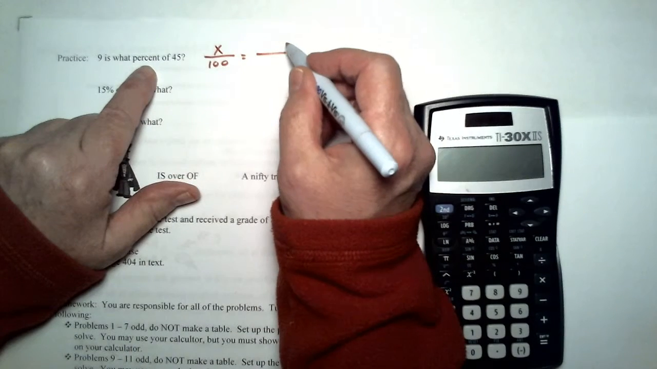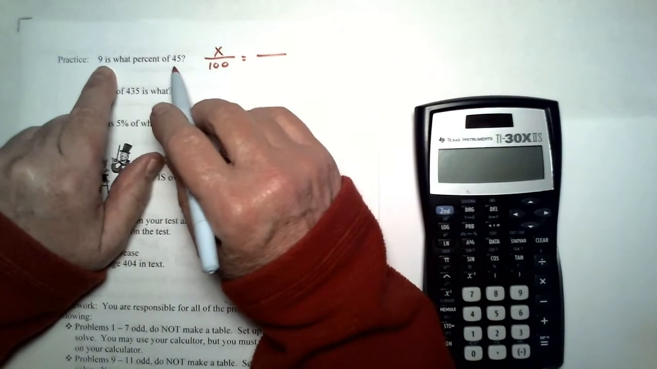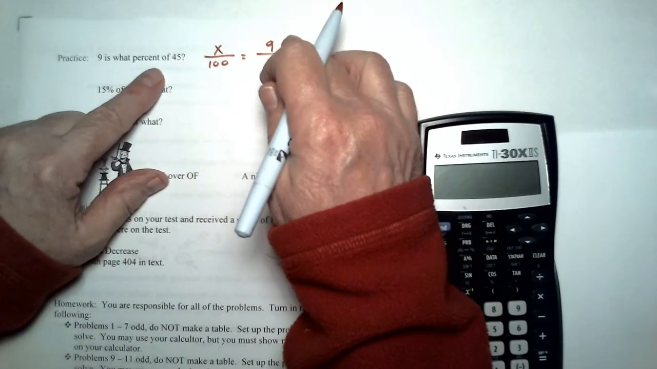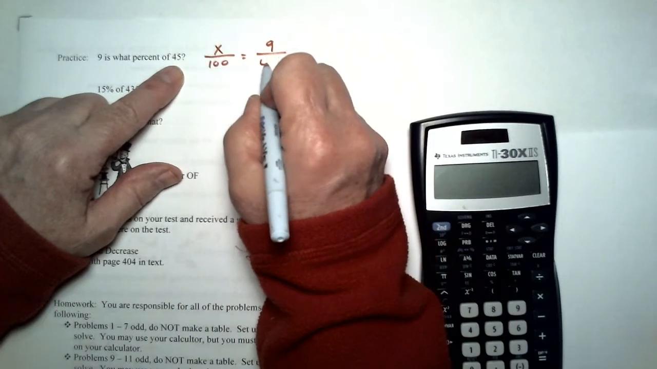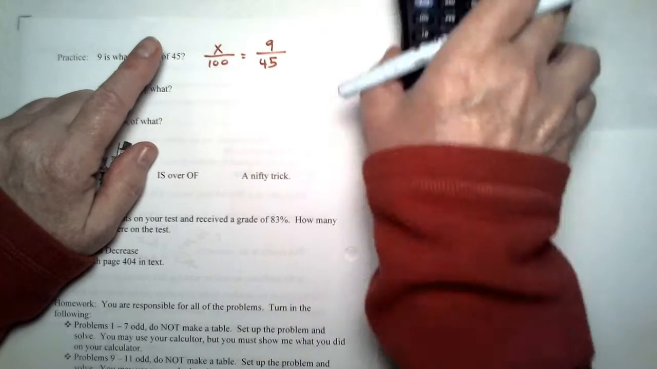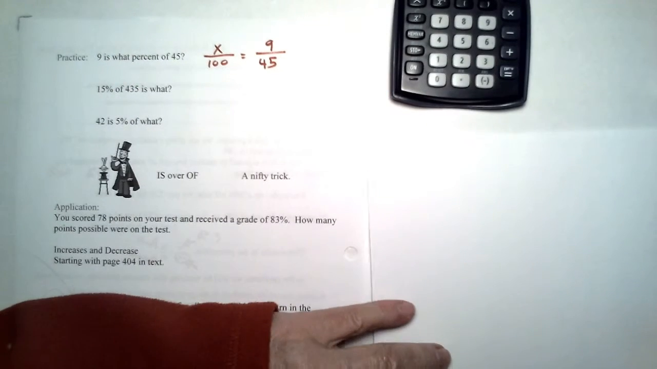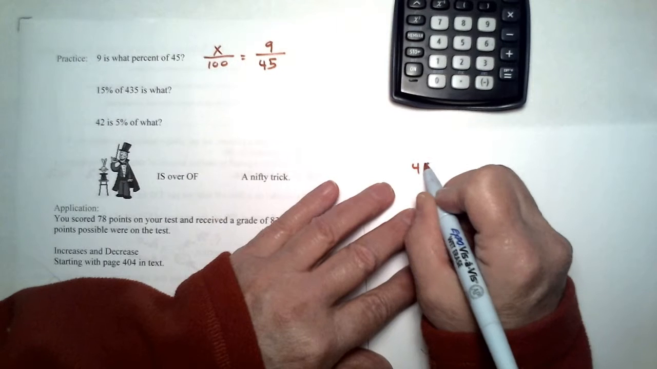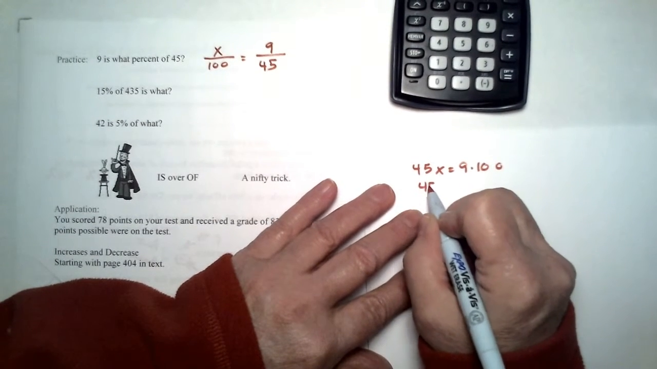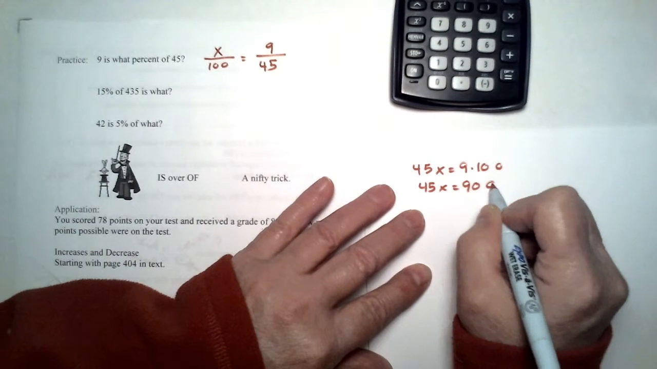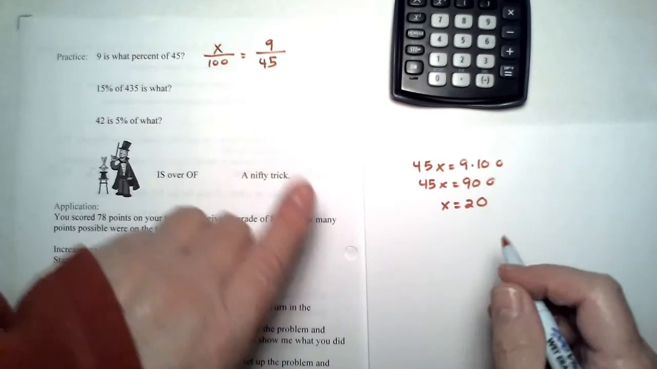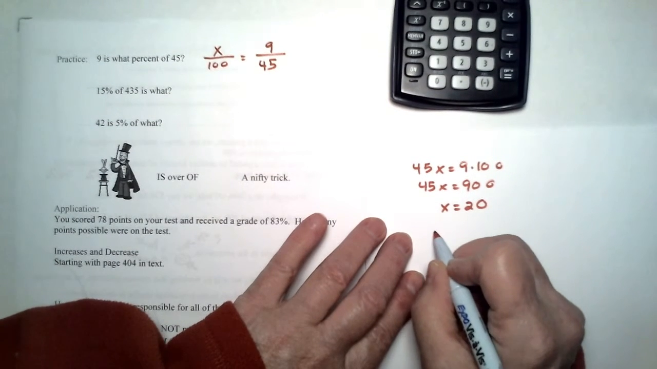And this is going to be part to base. Well, which one of these is the part? Well, 9 is the part. 9 is what percent, what part of this base? And that's my proportion. What we would do from here is just simply use our cross multiplication. So I'm going to call it 45x is equal to 9 times 100. 45x is equal to 900, and x turns out to be 20. So the answer in this case is 20%.